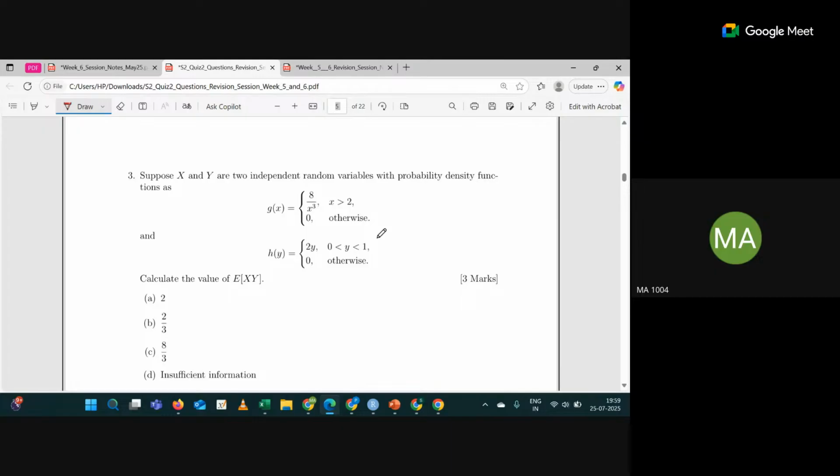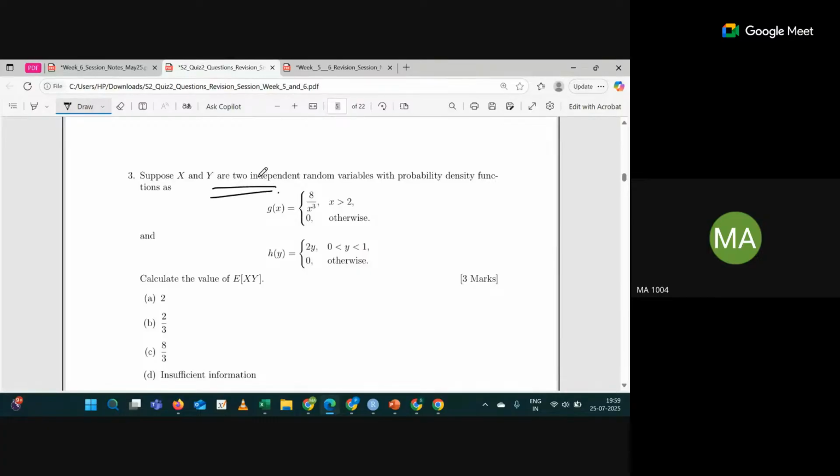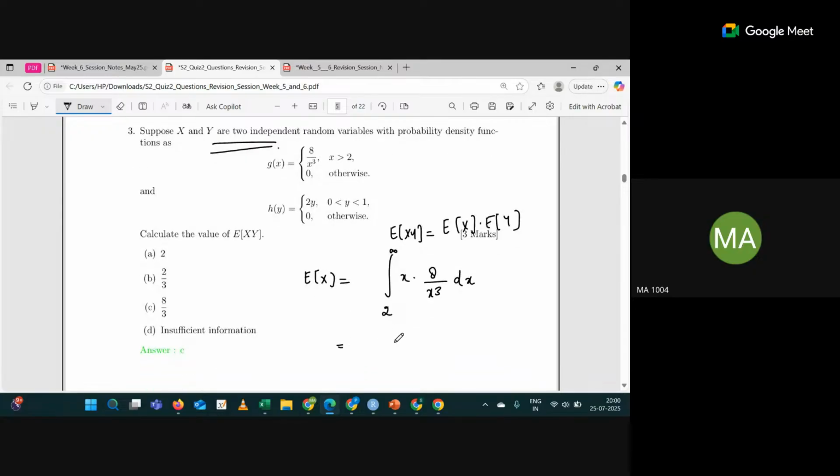Okay, so shall we solve this? If you see the expected value of x into y, x and y are independent, so we know the expected value of x into y is the same as the expected value of x into the expected value of y. To calculate the expected value of x, we integrate x into f of x, the PDF. So it will be 8 times x cube dx, integrated from 2 to infinity. Yes or no? Yes, sir. So it will be 8 into x raised to the power minus 2 dx, right? Just apply the formula.